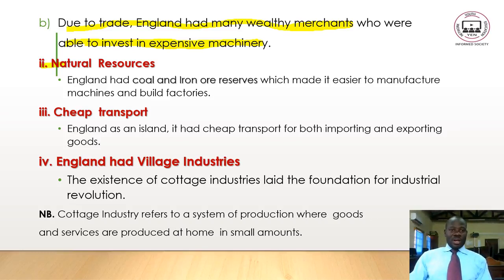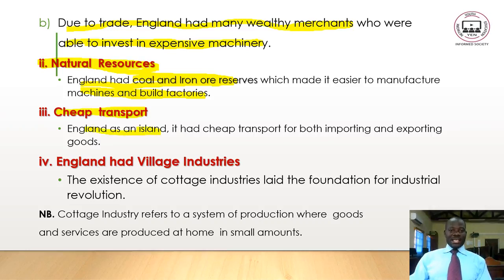Number two is natural resources. Apart from trade, natural resources in England. So England had coal and iron ore reserves, which made it easier to manufacture machines and build factories. So there were reserves of iron ore and coal, and they were able to manufacture the machines and build the factories.